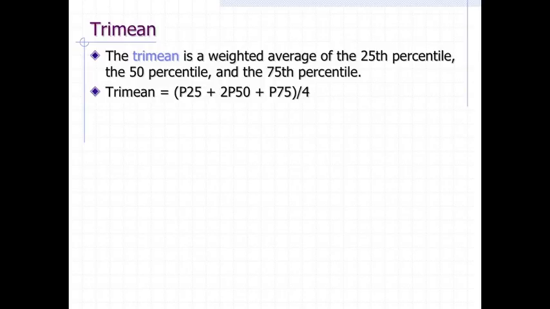The first measure is called the trimean. It is a weighted average of the 25th percentile, the 50th percentile, and the 75th percentile. The formula for the trimean is the 25th percentile, which we label as P25, plus twice the 50th percentile and 75th percentile, all divided by 4. As you can see from the formula, the median is weighted twice as much as either the 25th or the 75th percentile.